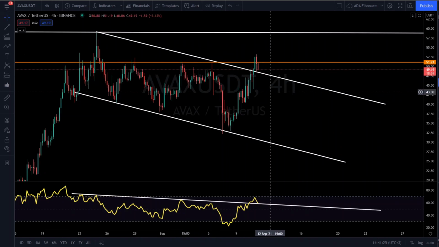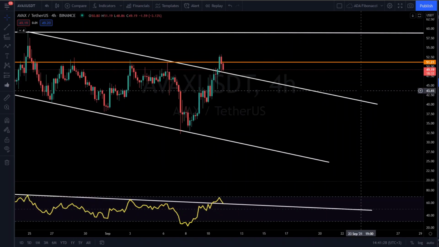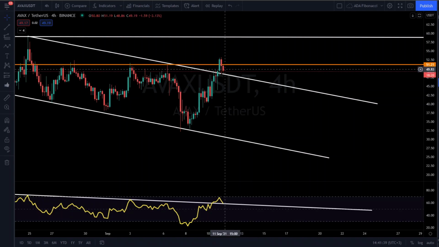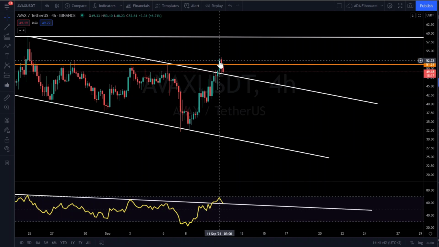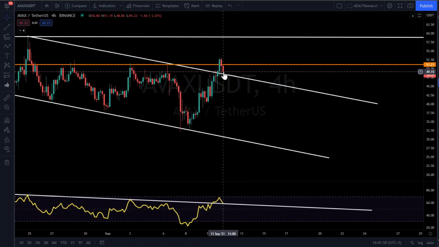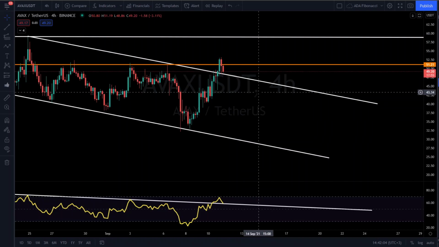So now that it's happened, the second thing that I told you needed to happen is we need to break this horizontal resistance line at around $50-51, and we actually closed above it when we broke this resistance line, this trend line. But unfortunately, we didn't have enough momentum to stay above that horizontal resistance line. But it doesn't matter. We've already completed 1 of the 4 targets for Avalanche.